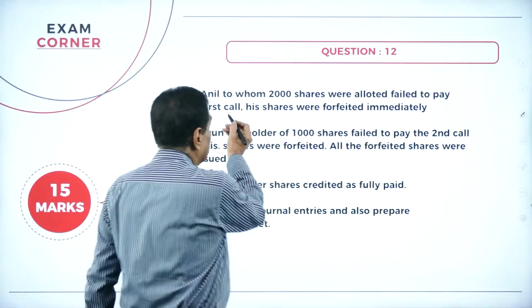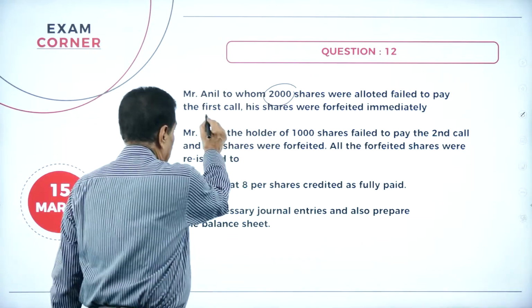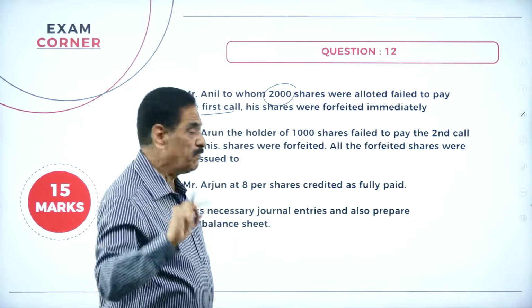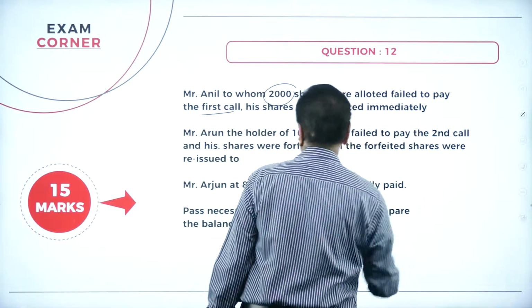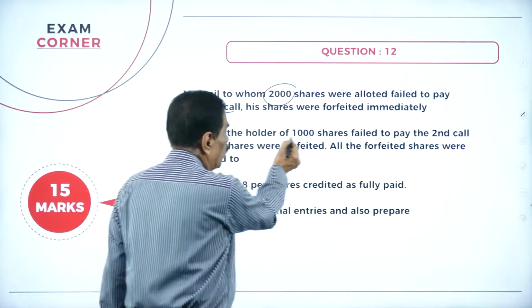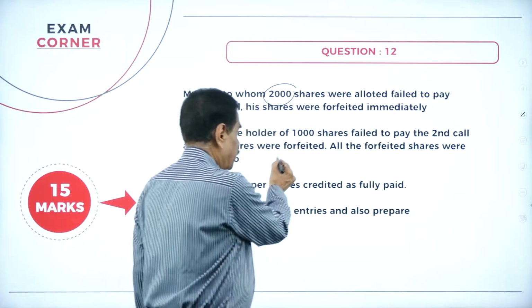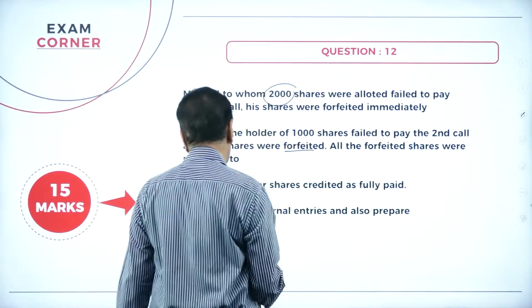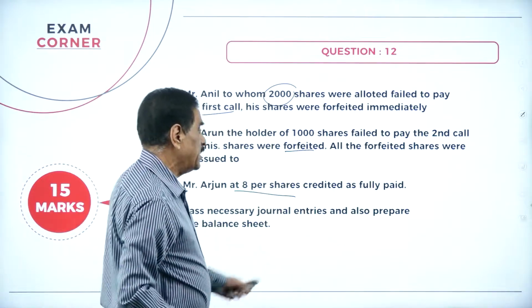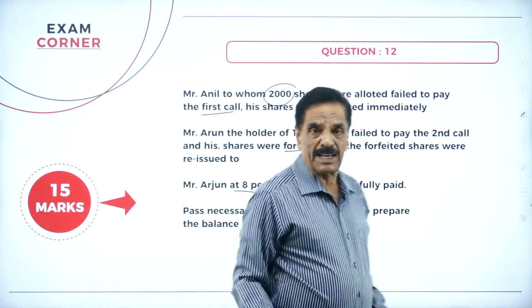Then Mr. Anil, to whom 2,000 shares were allotted, fails to pay the first call. Means he paid application, he paid allotment, fails to pay the first call. His shares were forfeited immediately. Mr. Arun, the holder of 1,000 shares, failed to pay the second and final call. His shares were forfeited. All the forfeited shares were reissued to Mr. Arjun at rupees 8 per share, credited as fully paid. Pass necessary journal entries and prepare the balance sheet.